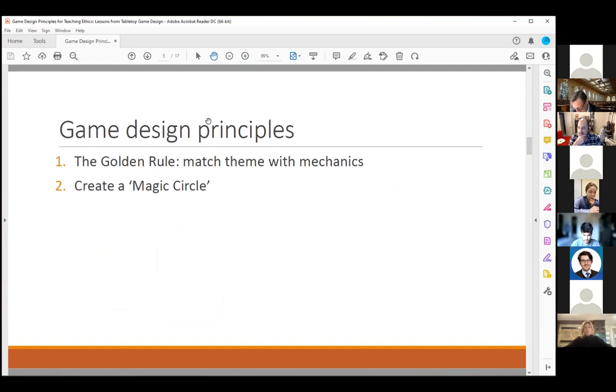Now, if I'm going too fast or if you have any questions, let me know, but I'm just going to speed through some of these main ideas, and hopefully that will inspire some conversation.